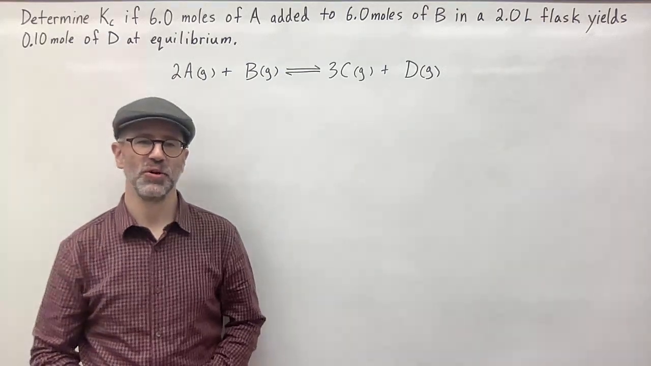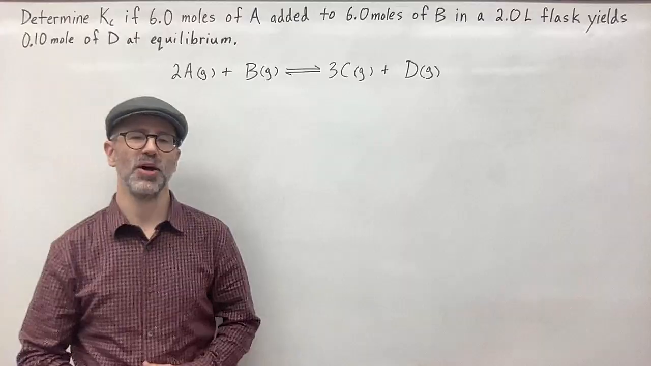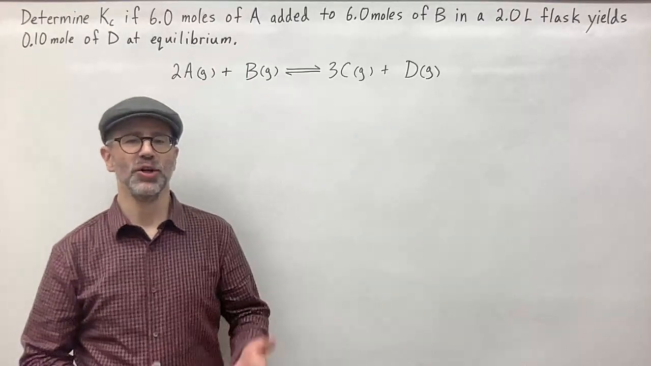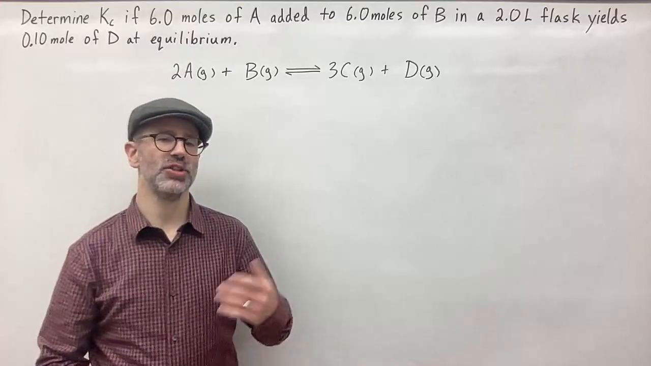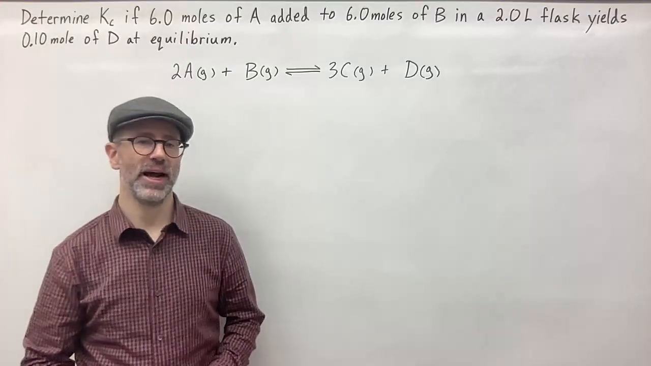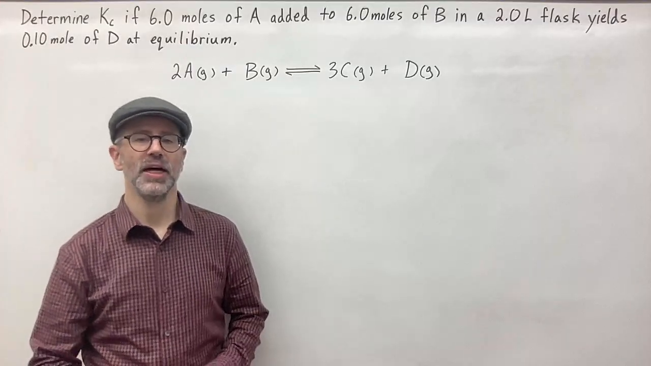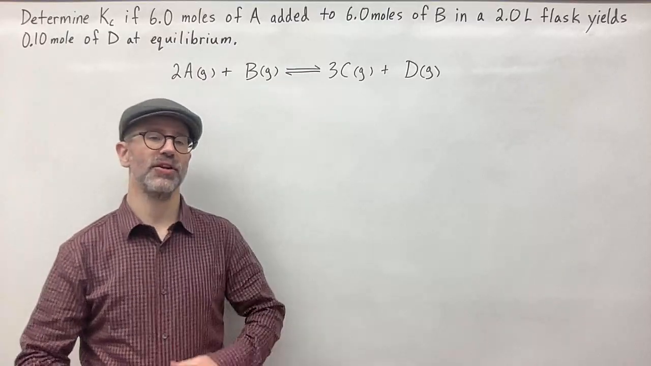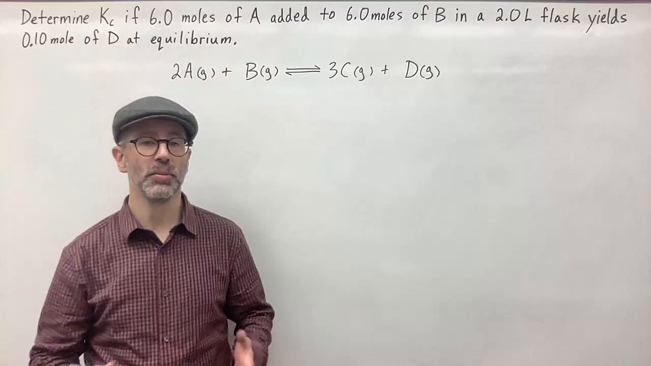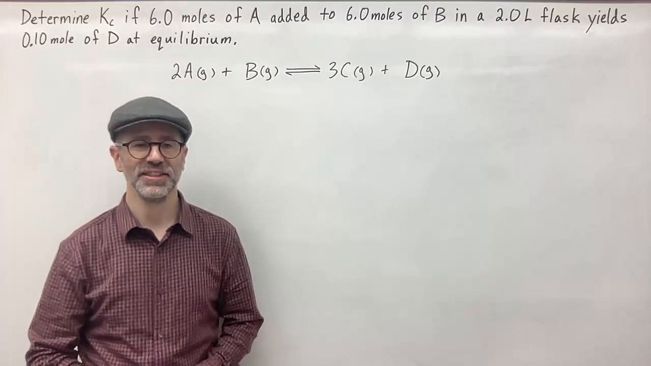My name is Mr. Kovalt, and in this video I'm going to be going over a problem in which you're given the starting conditions or starting materials of your reactants, but you're only given one product, the amount of one product formed, and you're asked to find the equilibrium constant. So let's get into this.